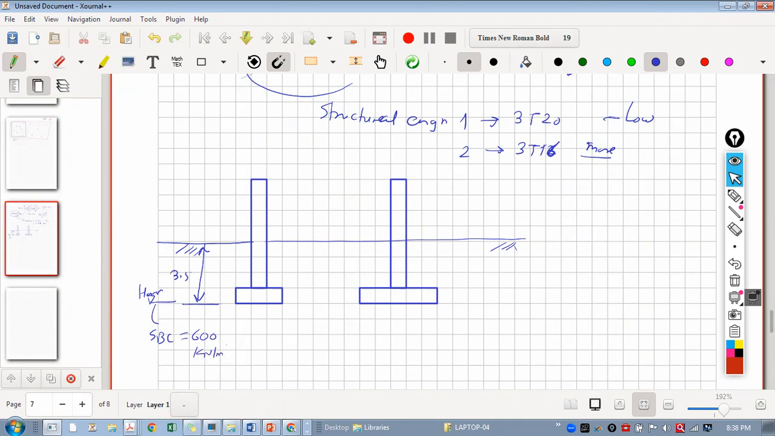60 टन. ओके, now why are you going for raft? आयसोलेटेड फुटिंगचा साईज, बेसमेंट आहे का? हा, बेसमेंट आहे. ओनली फॉर वॉटर प्रूफिंग टाइप आहे.